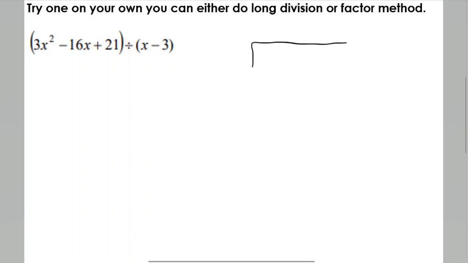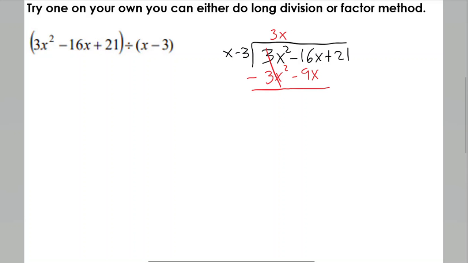Alright, let's see how you did. So I go do my long division. 3x squared minus 16x plus 21 divided by x minus 3. What times x gives me 3x squared? Well, 3x. 3x times x is 3x squared. 3x times negative 3 is negative 9x. And then I subtract. Those cancel out. Negative 16 minus negative 9 is the same as adding. Negative 16 plus 9 is negative 7x.